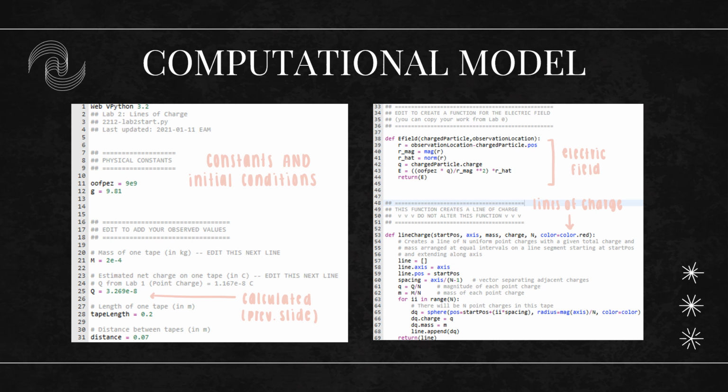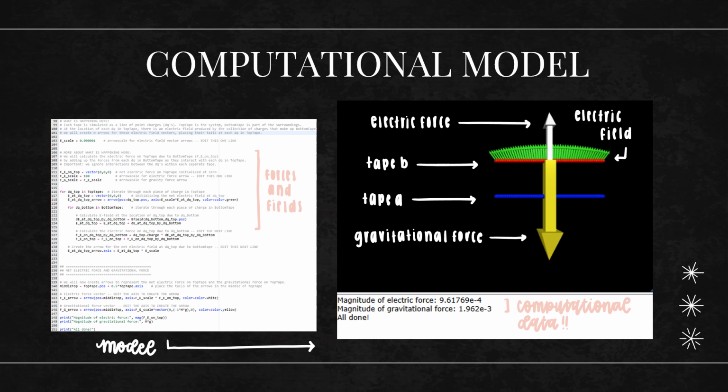Then the photo on the right basically shows how to calculate the electric field, and then the main part of this experiment, which was the lines of charge. This piece of code basically shows all the forces and fields that were calculated and, in superposition, all added together, and the very bottom shows how the model to the right was created in GlowScript.